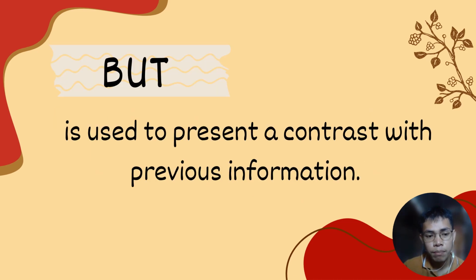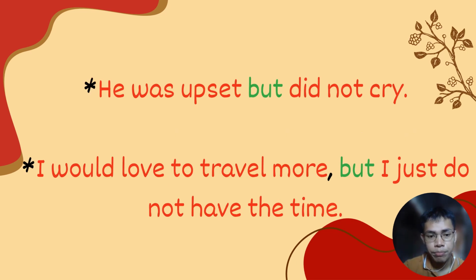The second one is the flexible coordinating conjunction but, and it is used to present a contrast with previous information. For instance, he was upset but did not cry. I would love to travel more, but I just do not have time. So as you can see, but is not usually able to connect words, although it can be used to connect words, like you can say Jay but Hamza. But is mostly used to connect an independent clause to a phrase or an independent clause to another independent clause. That's the usage of but.